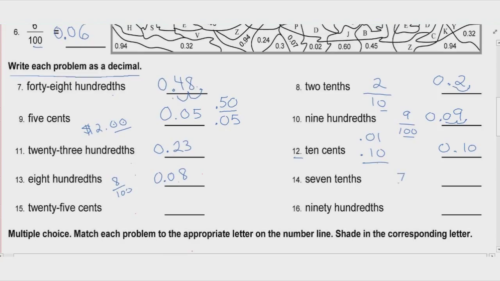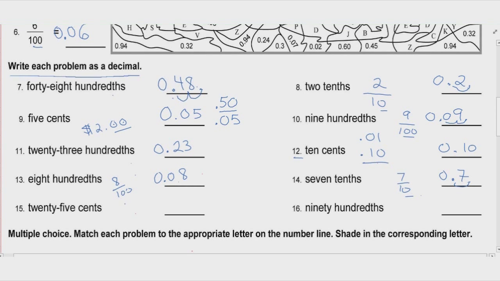Number 14, we have 7 tenths. So that means we write 7. The decimal's not in sight. It must be on the right. And since we have 10, or 1 0, we move the decimal 1 space to the left. There you go, 0.7. Number 15. Wow, we're just cooking through these.